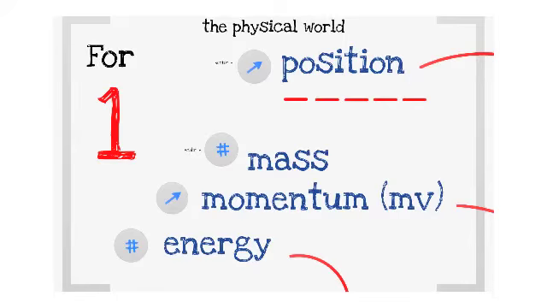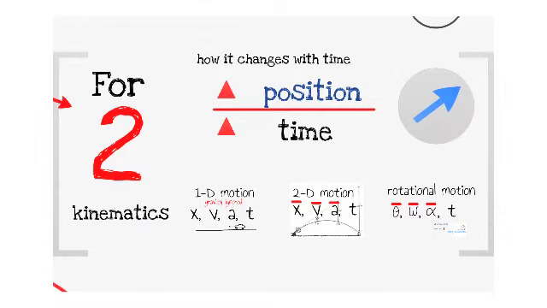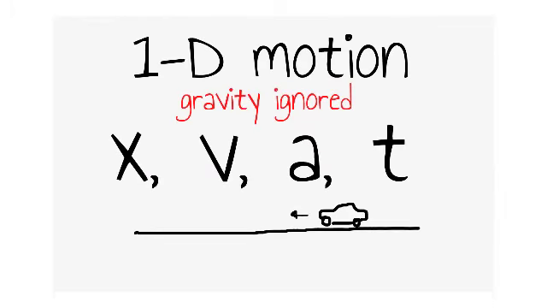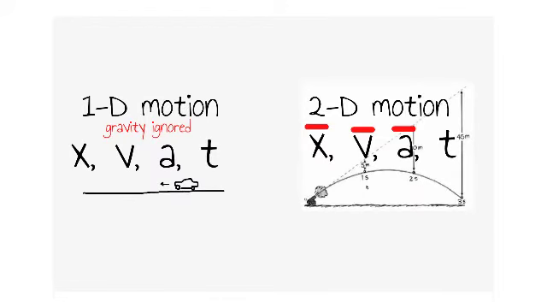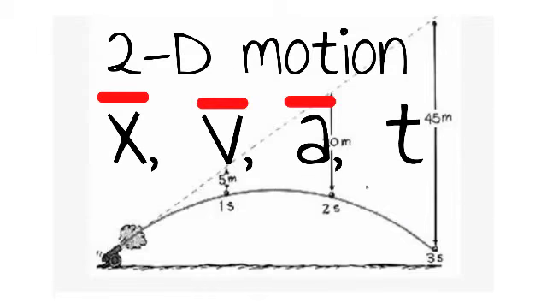So in the study of the physical world, if you wanted to know how position changed with time, what you'd see is essentially three cases. This is the whole field of kinematics. The first case is 1D, where gravity is largely ignored, and you have the position, the velocity, the acceleration, and time to describe what's going on in a linear motion. Now, in a 2D motion, those same quantifiers turn into vectors, and in this case, gravity can't be ignored, of course, because it's acting on the body that's in motion.